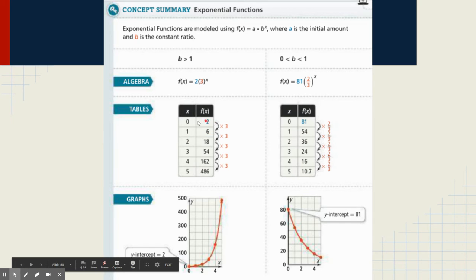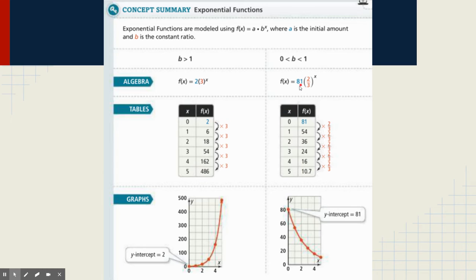And every single time as x is increasing, my f of x values, my y values, my outputs are going to be increasing by 3 each time. So I'm taking 2 times 3, 6. 6 times 3, 18. I'm multiplying by 3 each and every time. Why by 3? Well, that's my constant ratio. You can think of 2 here as your initial amount. So your initial amount, not too different than your y-intercept.